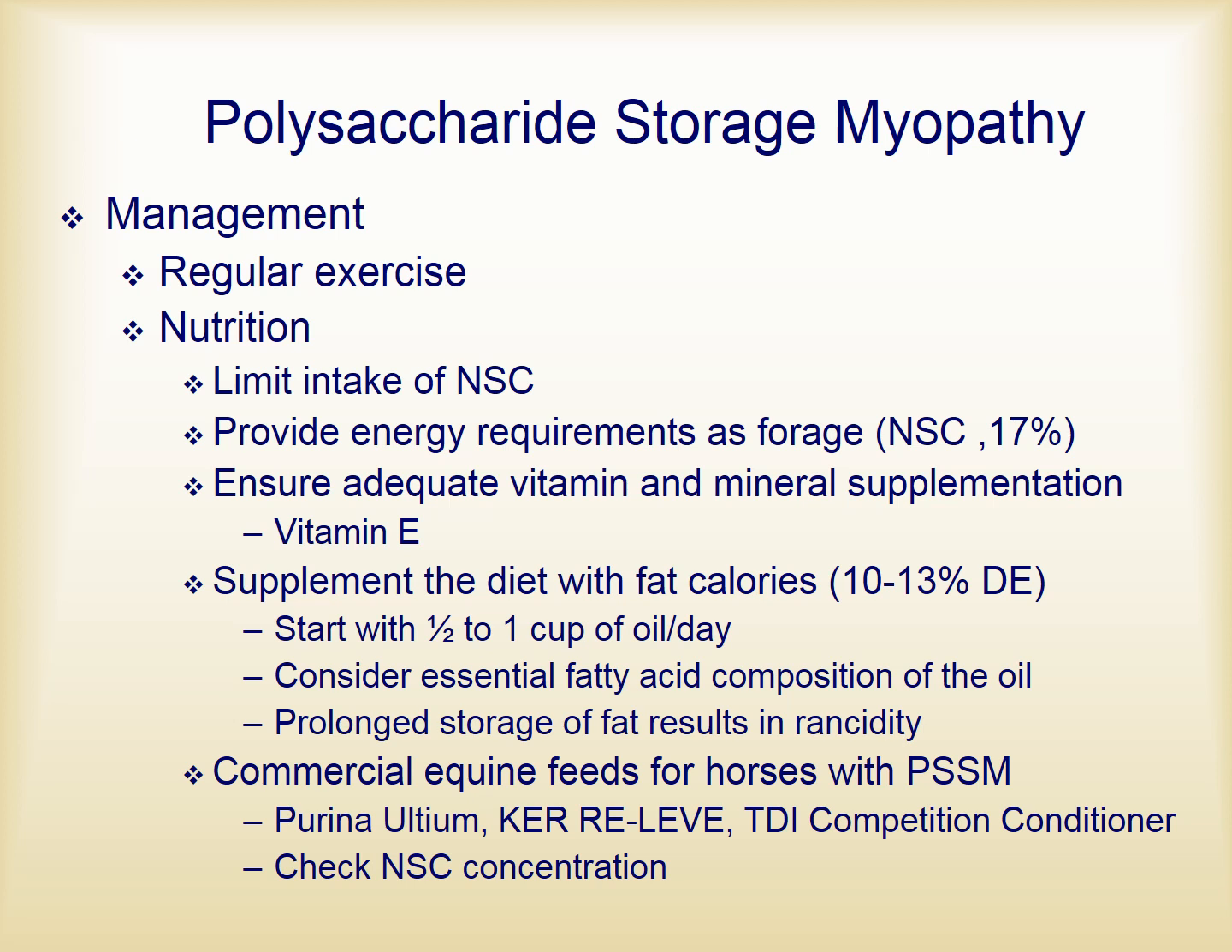There's some commercial feeds that can be used in order to help manage polysaccharide storage myopathy. Purina Ultium, KER Relieve, TDI Competition Conditioner. There are a whole variety of feeds. This is not an extensive and exclusive list. What you want to do is check the non-structural carbohydrate concentration of whatever feed you're choosing. Check with the company if you're not sure about that value. You may have to call the company to find out the energy density of the feed, but that information you can get from the company.